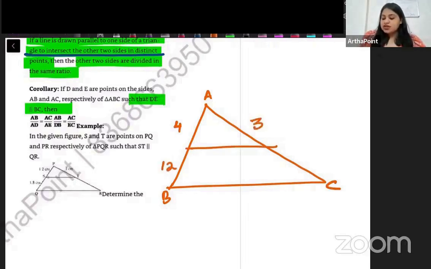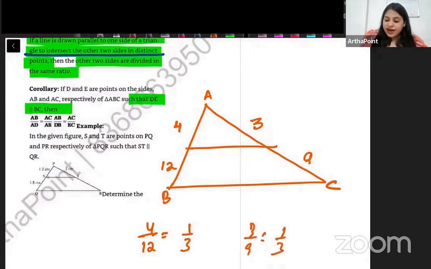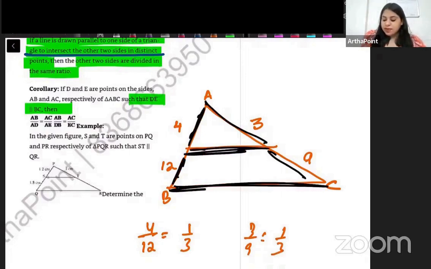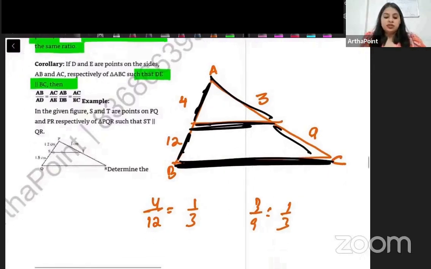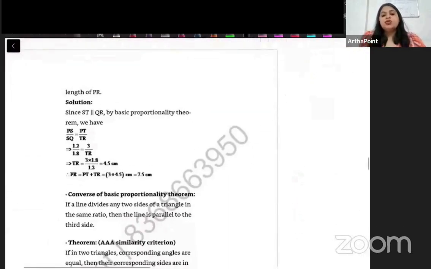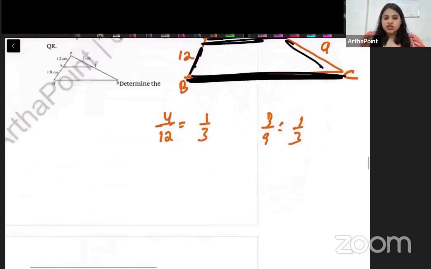This is 3, this is 9. So beta, this is 4 by 12, 1:3. This is 3 by 9, 1:3. So if it divides in the same ratio, then this line must be parallel to this line. This line must be parallel to this line. This is what it suggests.